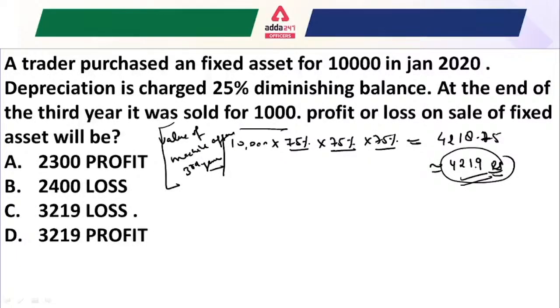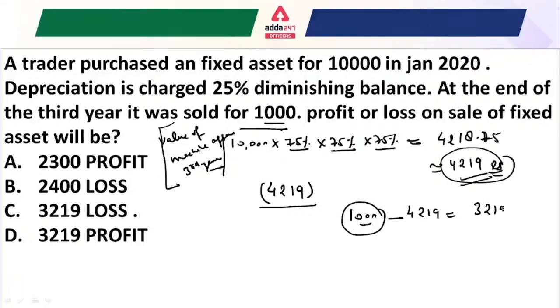Okay. So if the machine was sold for 1,000 rupees, that means your machine value is currently 4,219 rupees, and it is sold for 1,000 rupees. That means you are getting a loss from selling this machine, and that loss will be 3,219 rupees. So the correct answer to this question is 3,219 rupees, the loss for that machine on selling.